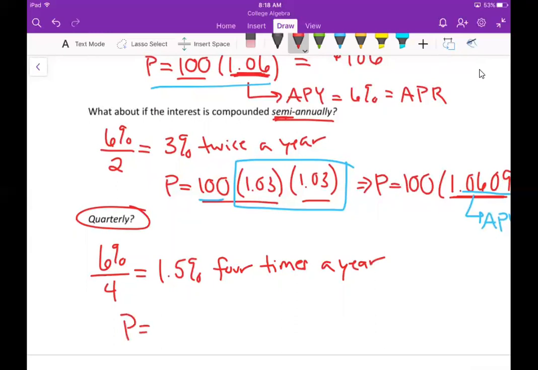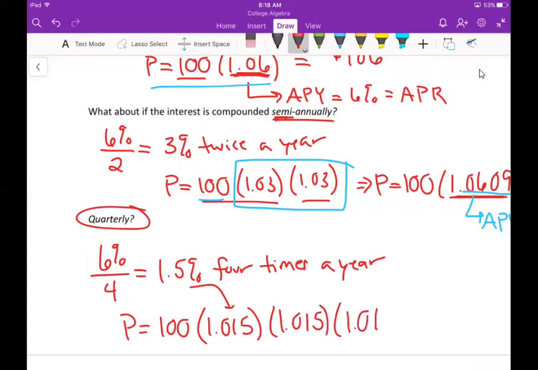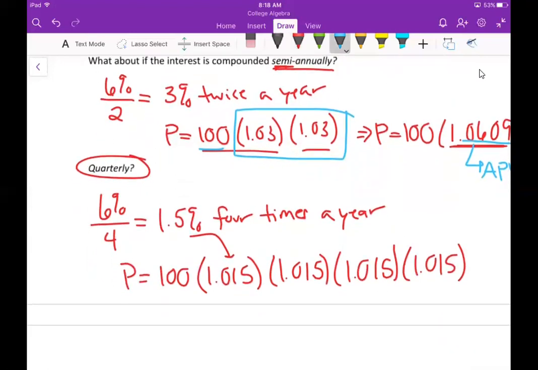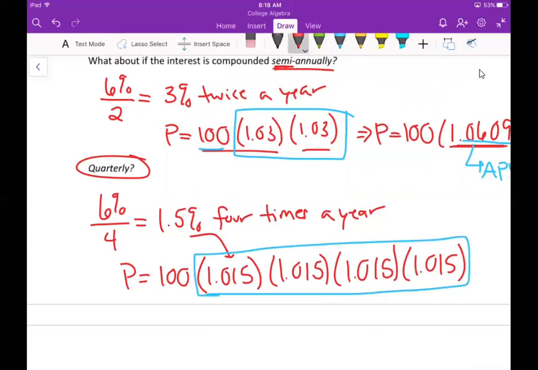So now we're going to find that end investment by taking the original investment of $100 times 1.015, that's 1.5% in decimal form plus the 1 for our formula. And we get that 4 times a year. So I get an amount and I multiply it again. I get an amount and I multiply it and add 1.5% again. So again, just focus in on this growth factor right here, the 1.015 times itself 4 times or to the 4th power.